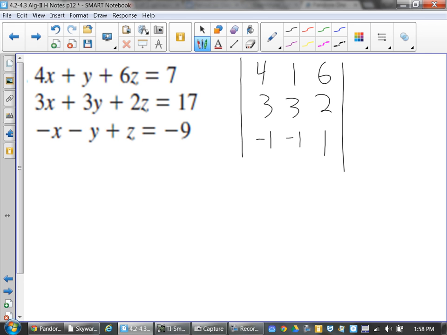Now, that's having to multiply 3 numbers together. Isn't it easier to multiply 2 numbers together? Let me show you how to do that using 2 numbers. I start with the first entry, the top left. Notice it touches that row and that column.